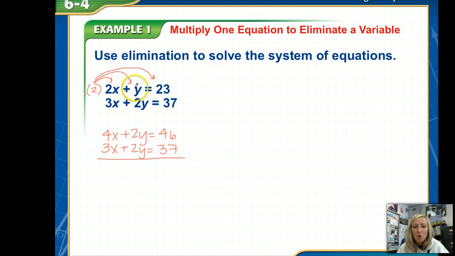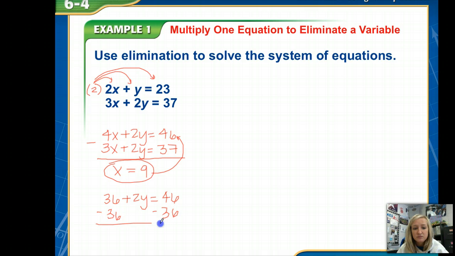So I've multiplied my whole top equation by 2, and now I can easily subtract. I get x equals, how do we get 9? When I solve, and then I'm going to plug it back in. You can plug it into any equation. I'll plug it right back in here and say that 4 times 9 is 36. So 36 plus 2y equals 46. Subtract the 36 from both sides. And I get 2y equals 10. So y equals 5. So my ordered pair is 9, 5.